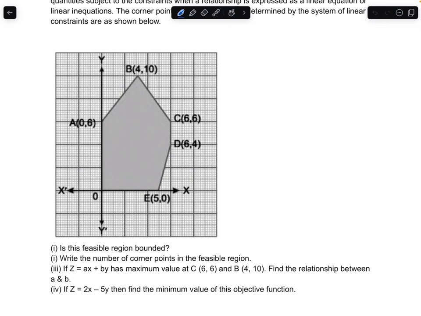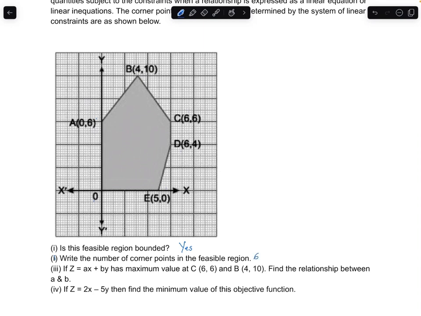Question 1. Is this feasible region bounded? Of course it is bounded. Question 2. Write the number of corner points in the feasible region. The corner points are the origin, A, B, C, D, E. So it is 6 in number.